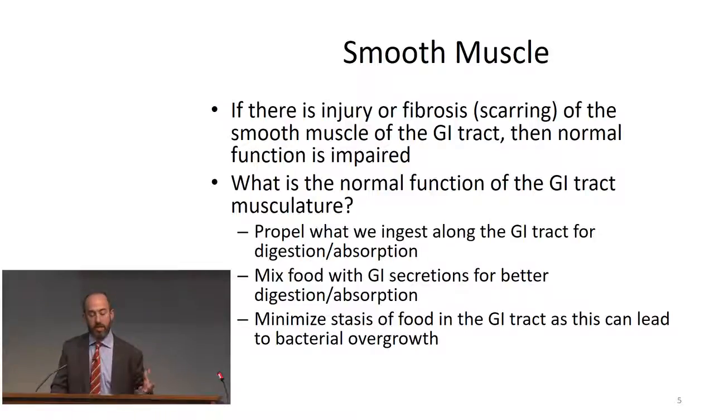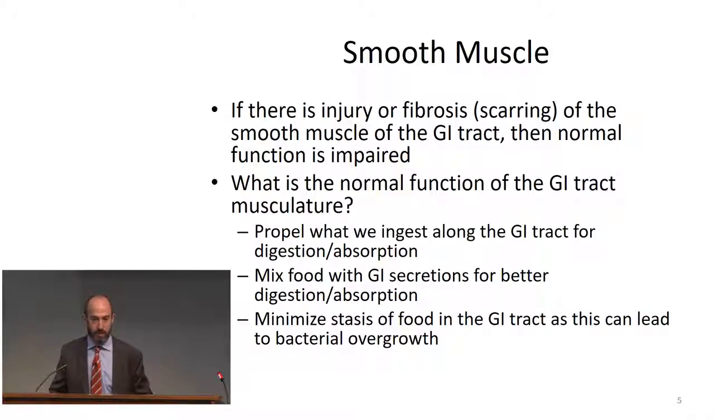Then the job of the GI tract is to mix food with the secretions of the GI tract to better aid in digestion and absorption. So these are the enzymes, the acid, the liquid in the GI tract that facilitates absorption and the appropriate intake of calories. And then, a little less commonly appreciated, the function of the muscle of the GI tract is to minimize stasis of food in the GI tract, as this can lead to bacterial overgrowth.